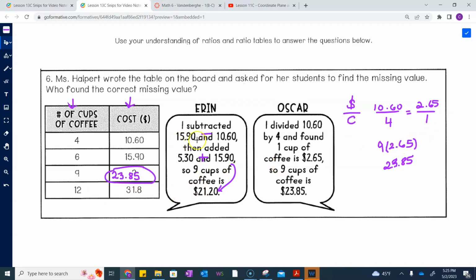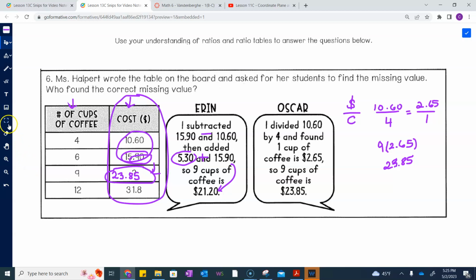$31.80. So looking at Erin's suggestion, she just looked at one column. She just took the values from this column. She said, I'm going to subtract these and I'm going to get 15.30 or 5.30. Then I'm going to take that 5.30 and add it to this number right here and I'm going to get 21.20. So she ignored this column completely.